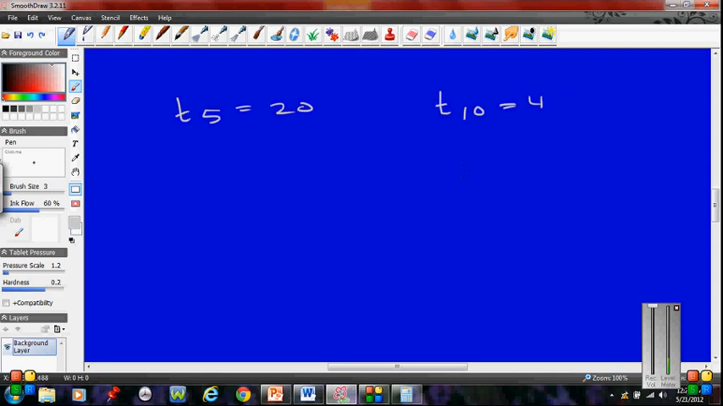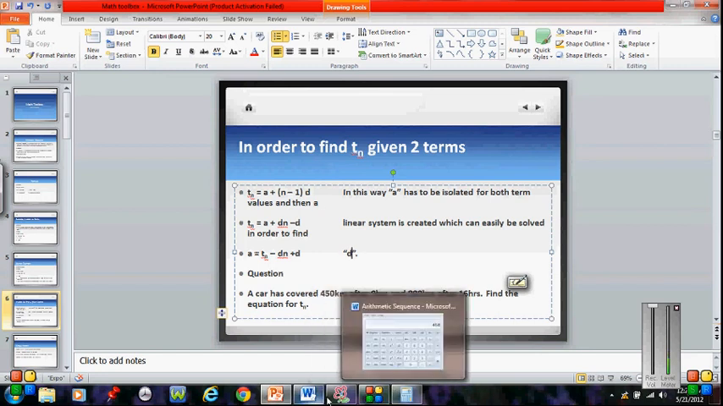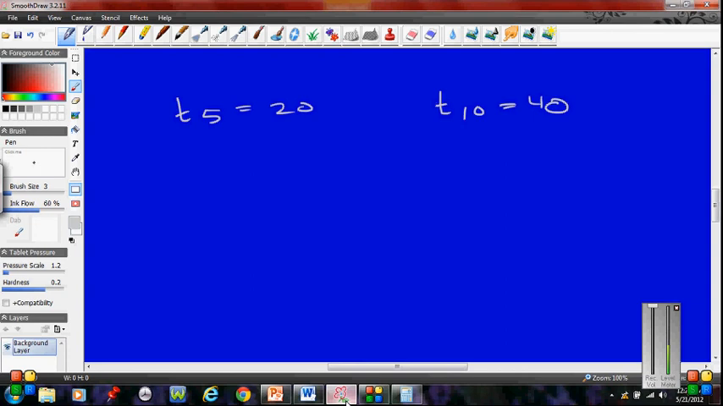Now that you understand what the question is asking for, we can look at trying to find a solution. So let's go back here and see what it says. It says that a linear system is created which can easily be solved. What does that mean? It means that originally, let's write our equation out and see what we know. Let's make up a real example so that we can do it properly. So let's cross this out and write out an actual example.